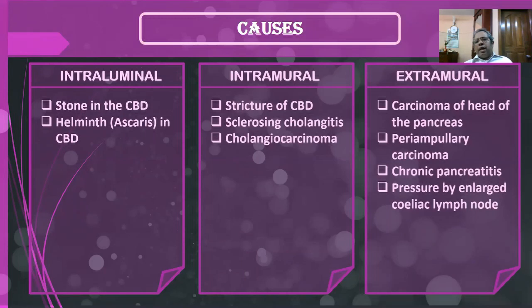Pressure by enlarged celiac groups of lymph nodes. The celiac groups of lymph nodes drain the malignancy from the pancreas, from the duodenum, from the stomach, from the gallbladder. All the malignancy is drained to the celiac groups of lymph nodes. The celiac lymph nodes are in very close relation with the common bile duct. For that reason, they may put pressure there and may cause jaundice. For that reason, the cause is written here: pressure by enlarged celiac groups of lymph nodes.